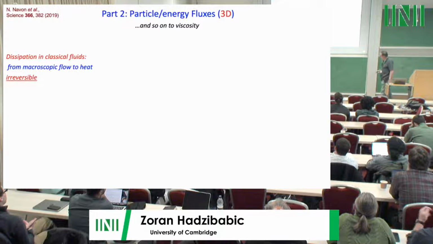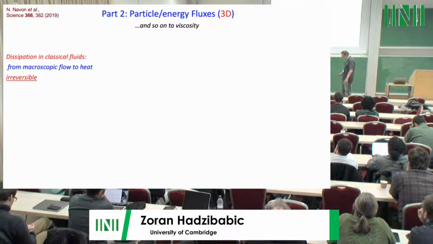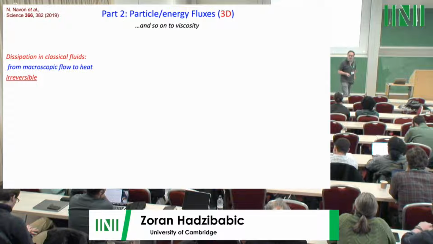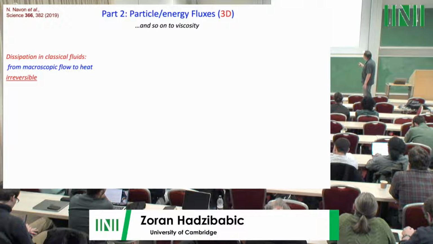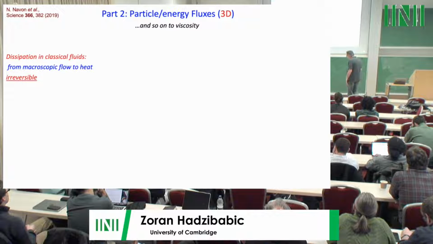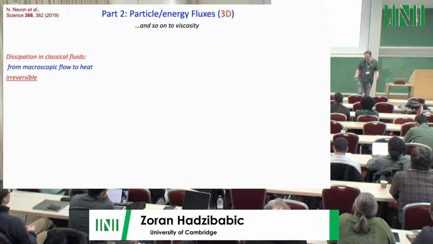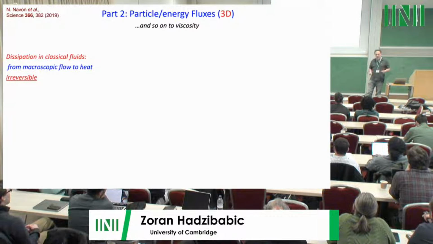Okay, so I switch to the second part of the talk, which is about particle and energy fluxes, which in Richardson's picture is related to this part and so on to viscosity. Okay. So the question is, what is, very generally, dissipation? We have some intuition from classical fluids, that what it means is that hydrodynamic flow turns into heat, okay? And it's not coming back, right? But the concept is more general. It's that it's not coming back that is actually crucial.